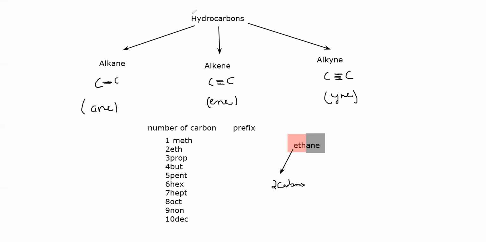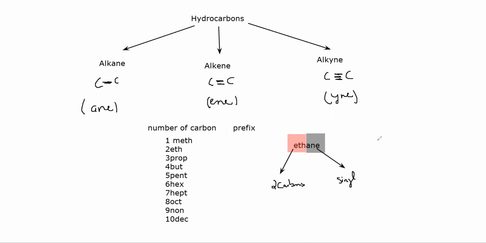And the term ane means what should be the bond between the carbon atoms? The bond between the carbon atoms should be single. So, sir, if we have one carbon atom, there will be no bond. So what should we write? If there is one carbon atom, then it will bond with hydrogen, not with other carbon.